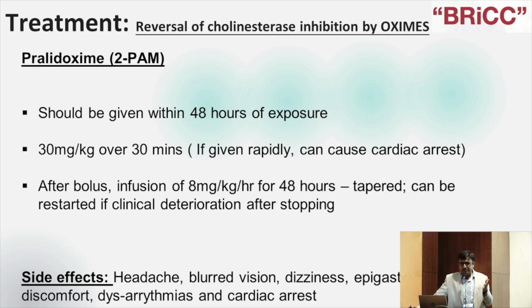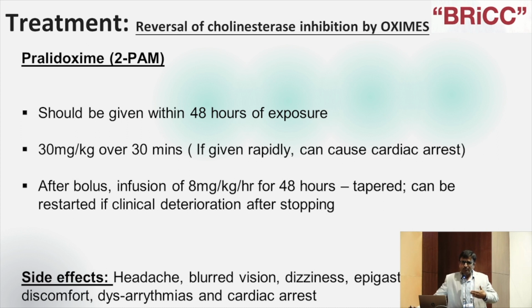How do you give it? You have to give it as a bolus, 30 milligram per kg. Important thing to remember is it can cause cardiac arrest. So you have to give it very slowly over 30 minutes. And arrhythmias, those are the two important things. Other things are not so important. So you have to be very careful when you do that.